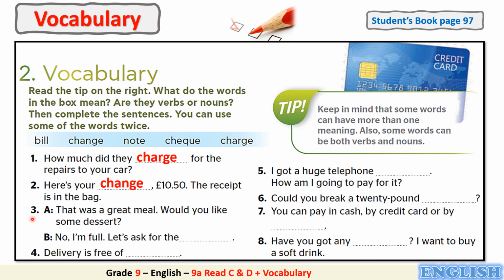Number 3. A: That was a great meal. Would you like some dessert? B: No, I'm full. Let's ask for the bill. Number 4. Delivery is free of charge. Good job, my students. Number 5. I got a huge telephone bill. How am I going to pay for it?